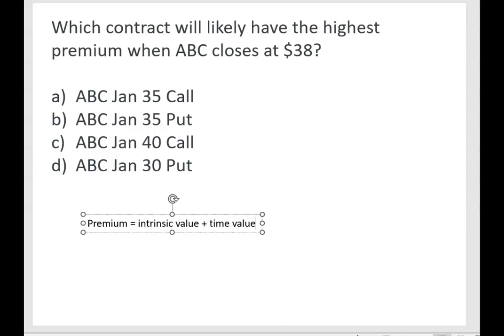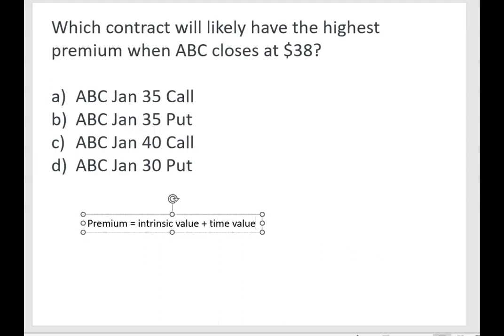Now, does any one of the others? How about choice B? That's the right to sell ABC stock at 35 when it's worth 38. Would you be interested in selling a stock for $35 that's worth $38? Could you make a profit? Kind of hard to make a profit that way, isn't it? So choice B has no intrinsic value. It's out of the money. Choice C, the January 40 call, the right to buy ABC at $40. Would you be interested in paying $40 for something that's worth $38?